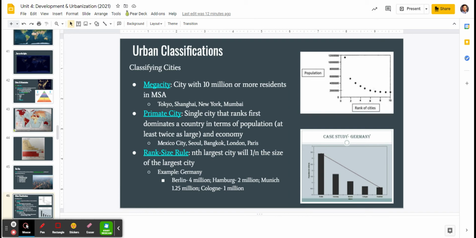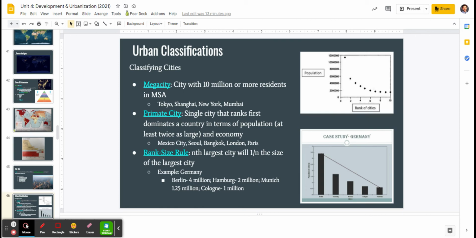But we do classify cities with 10 million or more residents in their metropolitan statistical area, or MSA, as megacities. All that MSA means is that it includes not only the city limits itself, but also the surrounding suburbs together, right? People that maybe don't live in New York City itself, but live in a surrounding suburb and drive into the city for work or business or pleasure. And for various reasons, they are counted towards the city's MSA population.